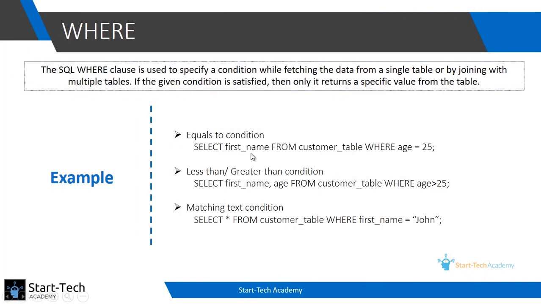Let us look at some examples of these conditions. Let us say we want to find out if there is any customer who is 25 years old. This is how we do it. Select first name from customer table where age is equal to 25. This age is equal to 25 will be the condition. If it is satisfied, we will get a response back. If it is not, we will get a null response back. Let us run this query.